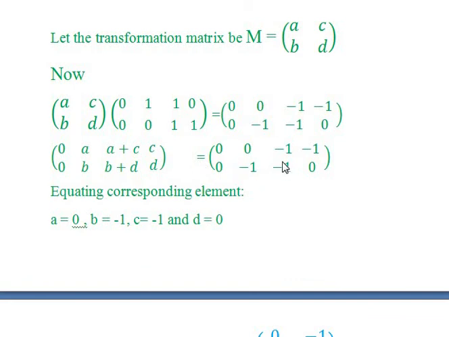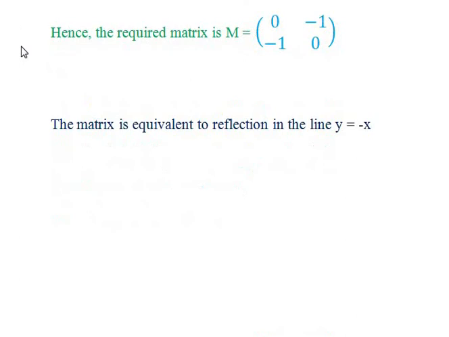Similarly, A plus C equal to -1 and B plus D equal to -1. We can equate this, but we don't need it because we get the values of C and D directly by equating the fourth column. The fourth column on the left hand side is C, D and on the right hand side is -1, 0. So C equals -1 and D equals 0. And these are the values of A, B, C, D. Finally, we have the required matrix M equal to 0, -1, -1, 0.